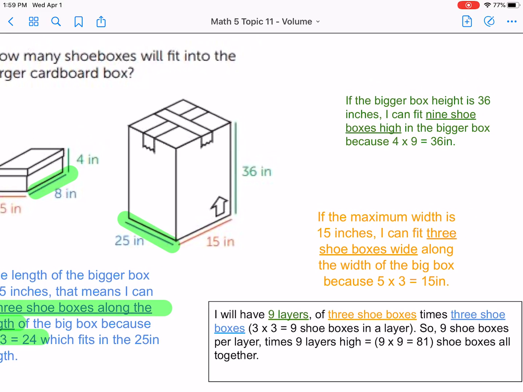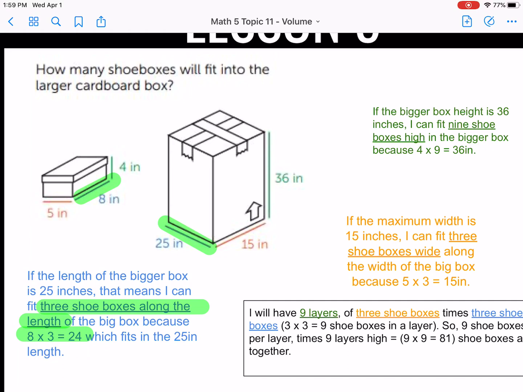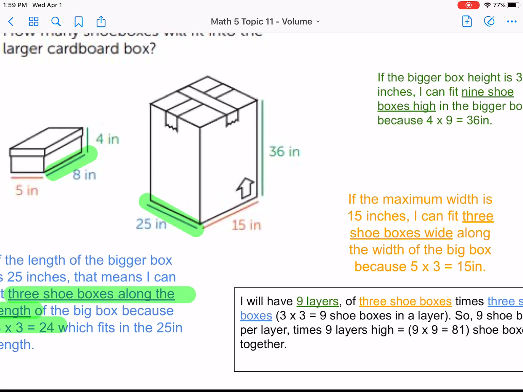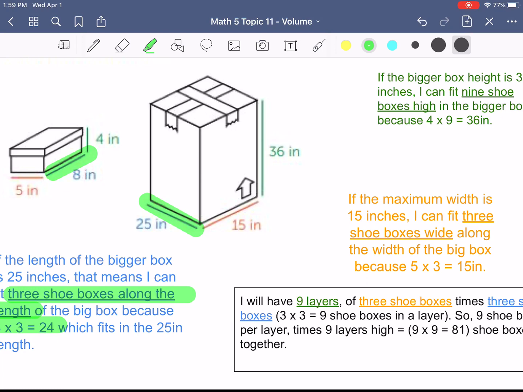Now, I also have to worry about the width of my box. So let's go ahead and take a look at that now. Well, the width of my big box is 15 inches. The width of my shoe box is 5 inches. So if I lay those out touching each other, 5 times what's going to give me 15? Well, that's 5 times 3. That means I can fit 3 shoe boxes along the width of my box.